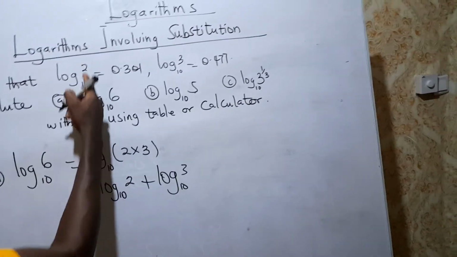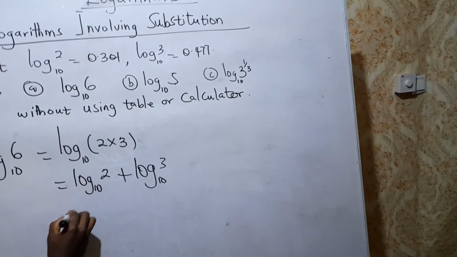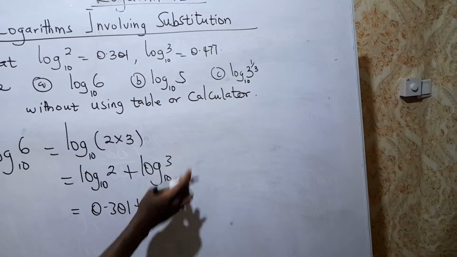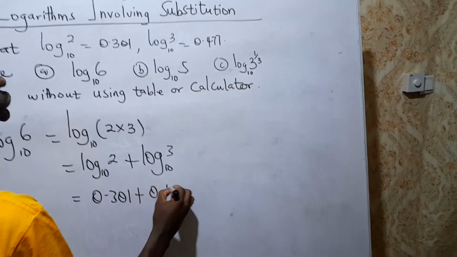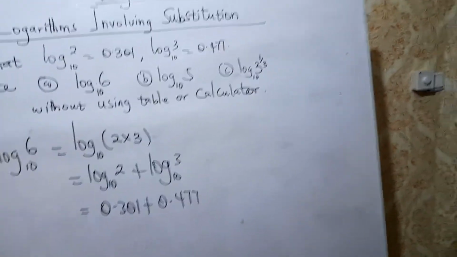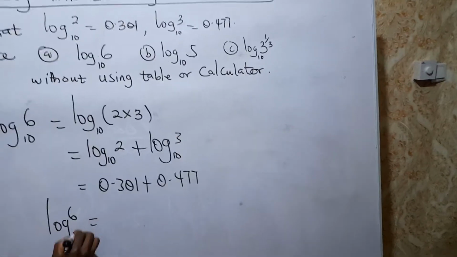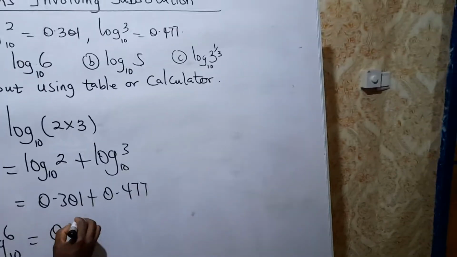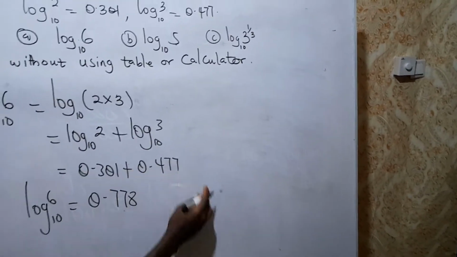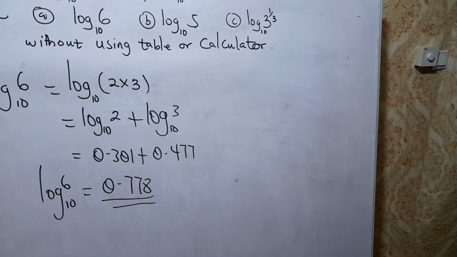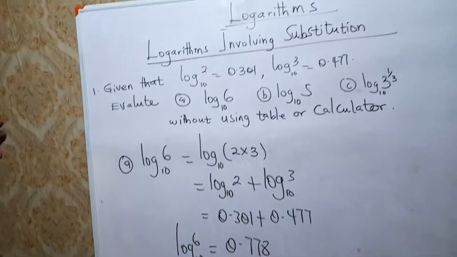See, log 2 base 10 is 0.301. Then log 3 base 10 is 0.477. If you add these, then we can determine that our log 6 base 10 is 0.778. So we are able to find the value of log 6 base 10 without using a calculator. I hope you get that.